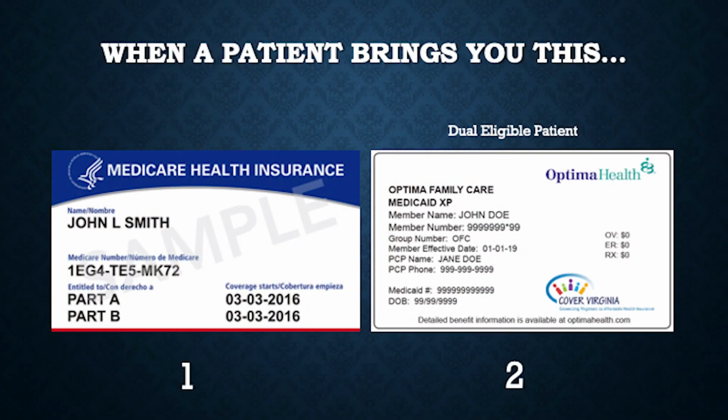Always check benefits on a plan that does not clearly state whether it's Medicare Advantage, a true secondary, or a Medigap. If you can't tell by the card, then you need to check on that. What about this one? This is a Medicare, Medicaid, Cover Virginia Optima Health card. So what is primary and what is secondary? Red, white, and blue is primary. Optima Health as Medicaid is secondary. This is a dual eligible patient. Okay.